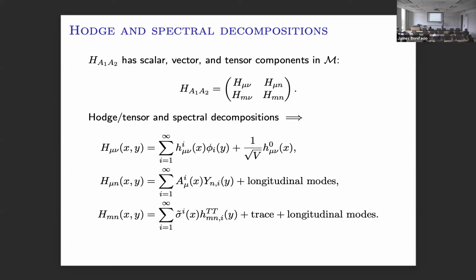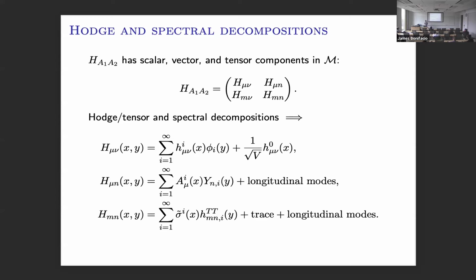And then lastly, the h m n components. These are tensors from the point of view of the internal manifold. So I can first do a tensor Hodge decomposition where I break the tensor up into longitudinal and trace pieces. And then I can decompose each of those pieces. And this transverse traceless part I can decompose further using a sum over the symmetric transverse traceless tensor eigenmodes. Each of these comes with a coefficient, a scalar function from the lower dimension.